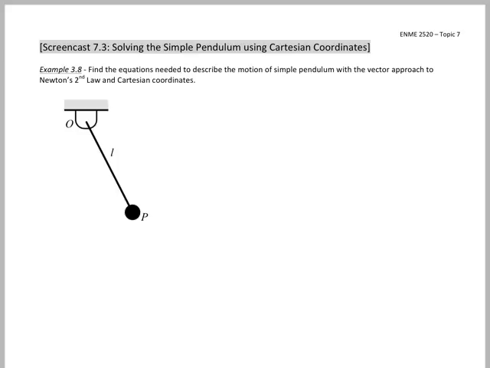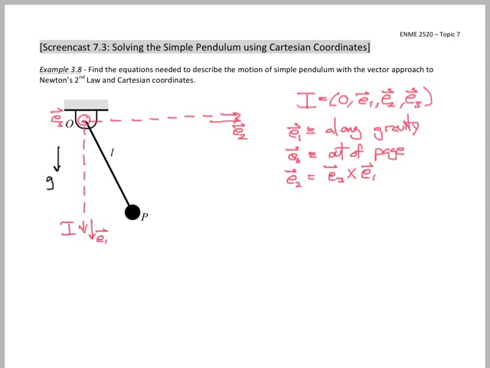So first, let's define that reference frame. Here we have three basis vectors, E1, E2, and E3. E1 is defined along the line of gravity, E3 out of the page, and then E2 being the cross product of E3 and E1. We've already drawn our gravity line, and so let's set up our coordinates. We've decided to use Cartesian coordinates, so we have x in the horizontal direction, or along E2, and then y in this vertical direction, which is along E1.